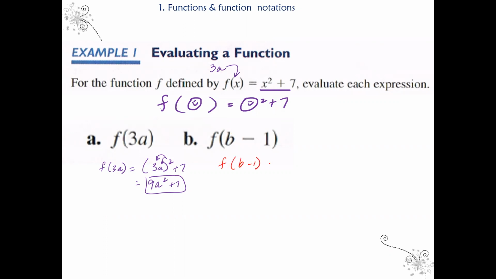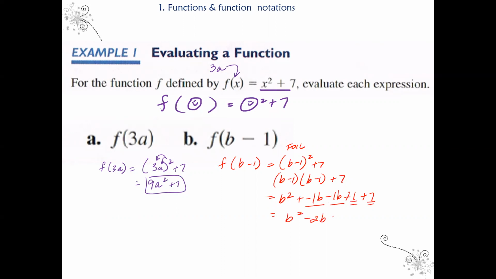F of b minus 1 equals b minus 1 squared plus 7. You would have to FOIL this, so you have to do b minus 1 times b minus 1 plus 7. FOIL stands for first, which is b times b, is b squared. Outer, b times negative 1, which is negative 1b. Inner, negative 1 times b, which is negative 1b. Last, positive 1, plus 7. Now you want to combine like terms. So your answer is b squared minus 2b plus 8. And that is your answer.